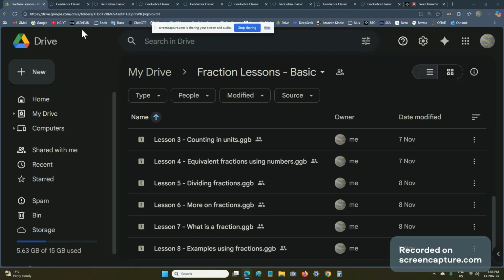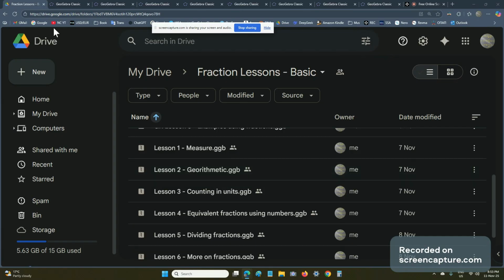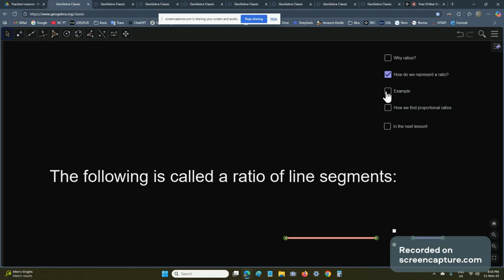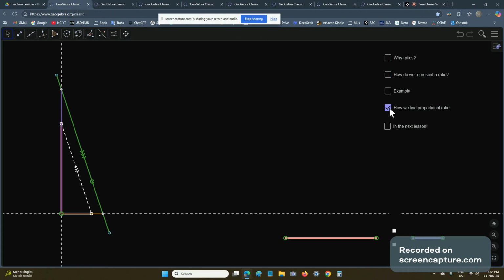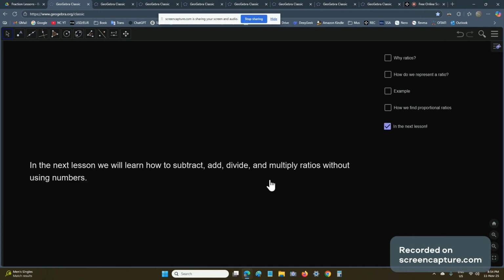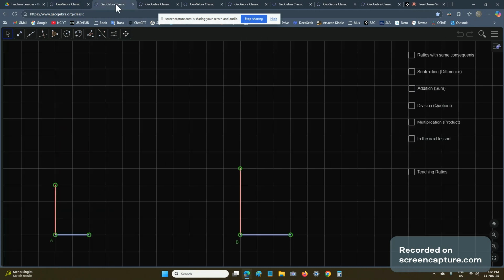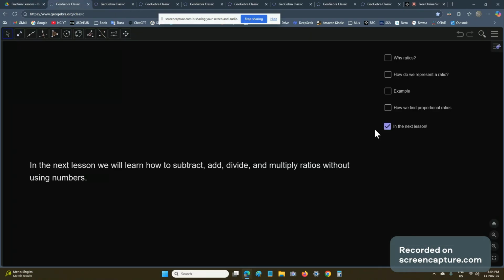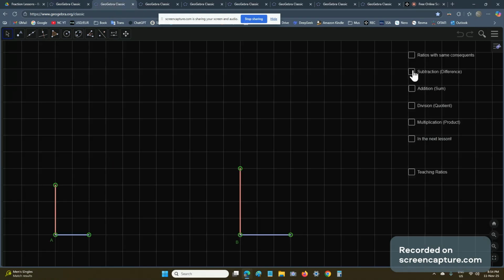So the first lesson will be on measure, and it's this guy here. And what we're doing here is we're looking at ratios, how to represent the ratios, examples, and then in the next lesson, which goes on to this guy here, which is lesson 2, and it's georithmetic. Okay, so georithmetic will teach you how to do subtraction, addition, division, and multiplication without numbers, just using ratios.